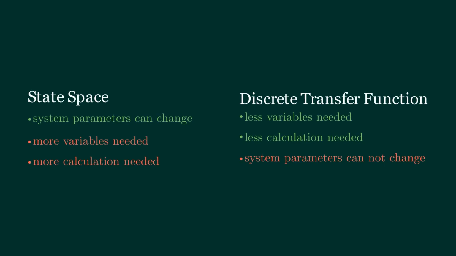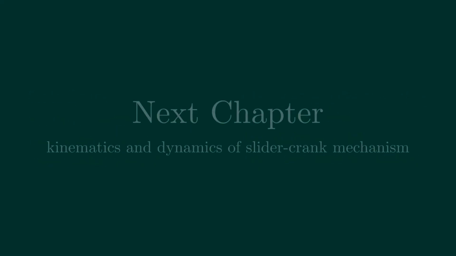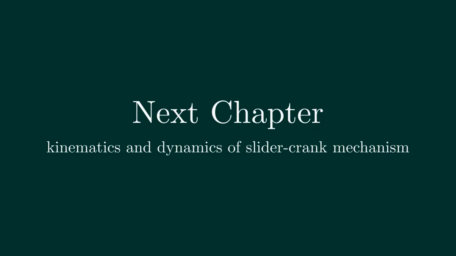We can look at the pros and cons of the models to determine which model to use. Preferably, I use the discrete transfer function for time-invariant dynamical systems and state space for time-varying models. In the next chapter, we will dig into the kinematics and dynamics of the slider crank mechanism, and also add rods and pistons to Unity. Stay tuned!